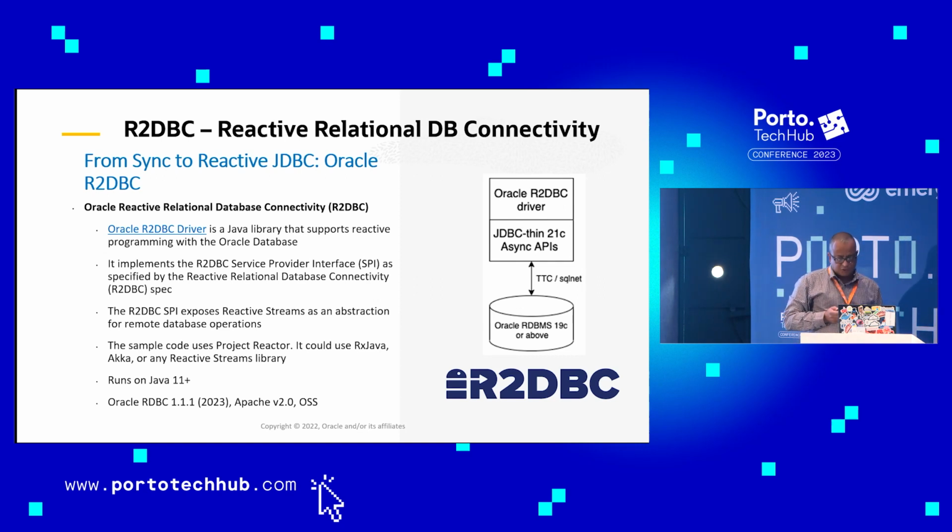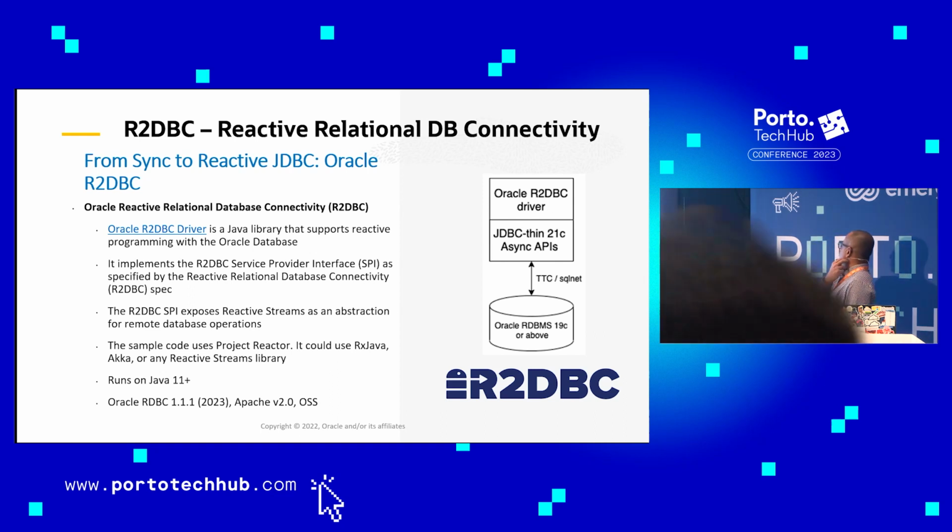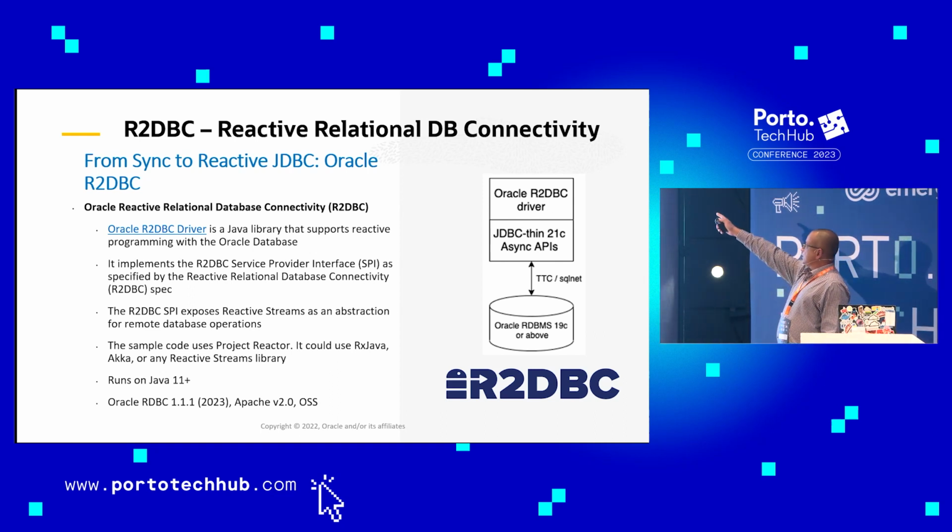The last one that I have to talk about here this evening is R2DBC, Reactive Relational Database Connectivity. It's interesting, this one is open source, as I said. You can see OSS, open source software, Apache V2 at the bottom, and it runs on Java 11 plus. We released version 1.1.1 in March this year. It's quite a rock solid library for you. It works with the JDBC driver, and as I said, you can implement reactivity with this one.